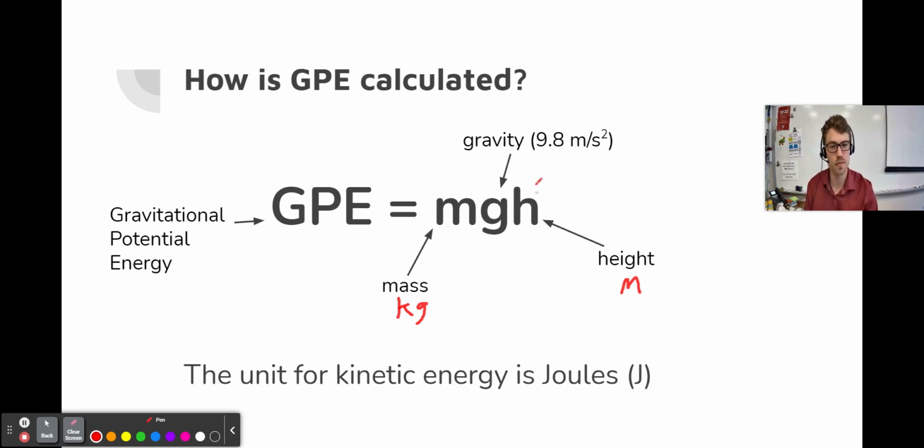Now the g, we've seen g before. G is the acceleration due to gravity, which is 9.8 meters per second squared. Remember, we talked about this when we talked about gravity in our forces unit. G is a constant. G will always be the same. It's always going to be that 9.8 meters per second squared. Because GPE is energy, it's still going to be measured in joules. Kinetic energy and gravitational potential energy are both just different forms of energy, and therefore they're both going to be measured in joules.